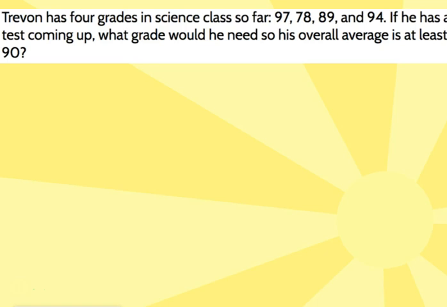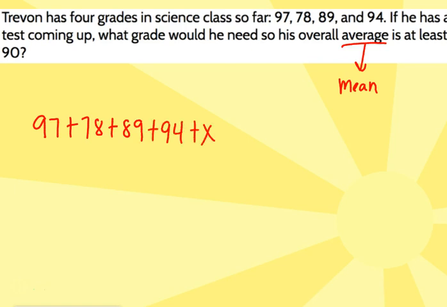It says Trayvon has 4 grades in science class so far, 97, 78, 89, and 94. If he has a test coming up, what grade would he need so his overall average is at least a 90? So remember, average is really like finding the mean. So let's pretend like we're finding the mean. So I'm going to have 97 plus 78 plus 89 plus 94, and I don't know what he's going to get on that next test, so I'm going to call it X. All over, well, how many things do I have? Well, I have 5, so I'm dividing by 5, and I want it to equal 90.